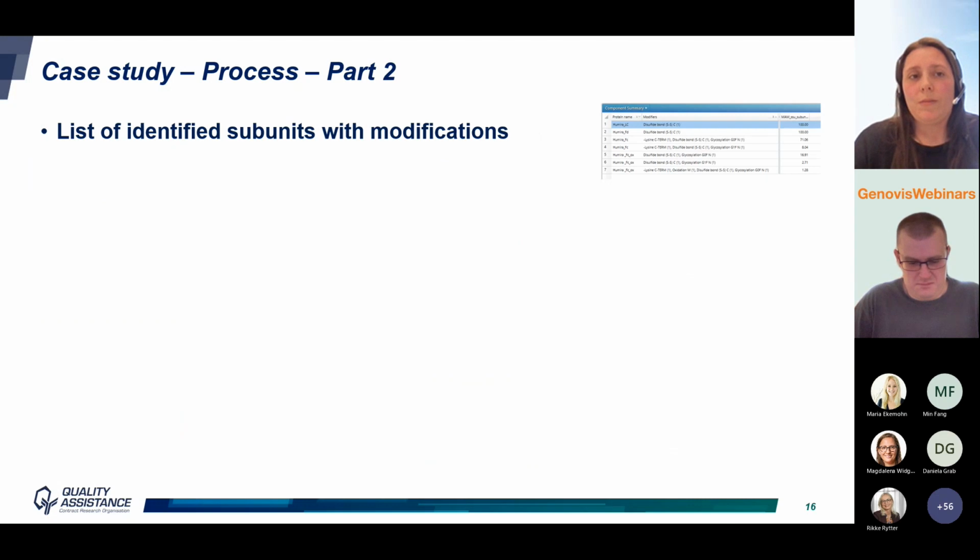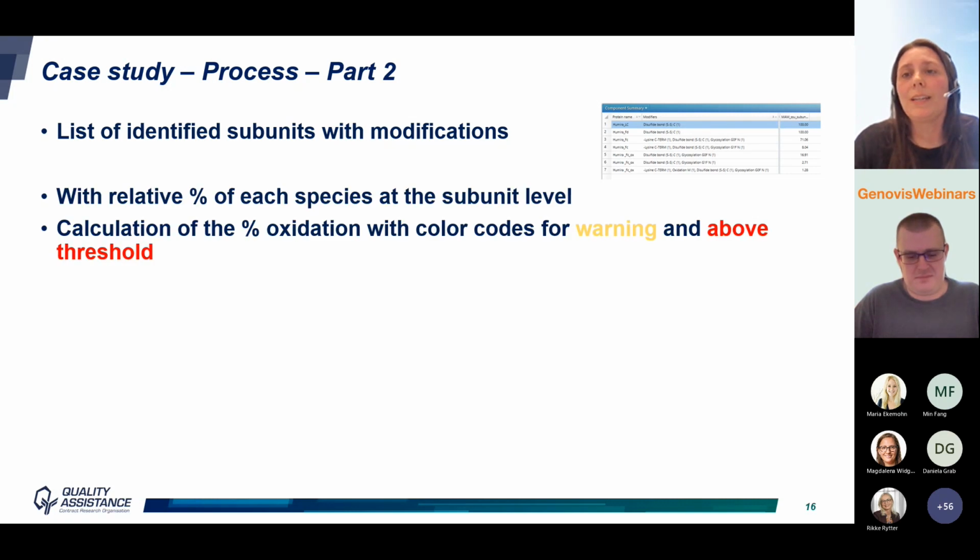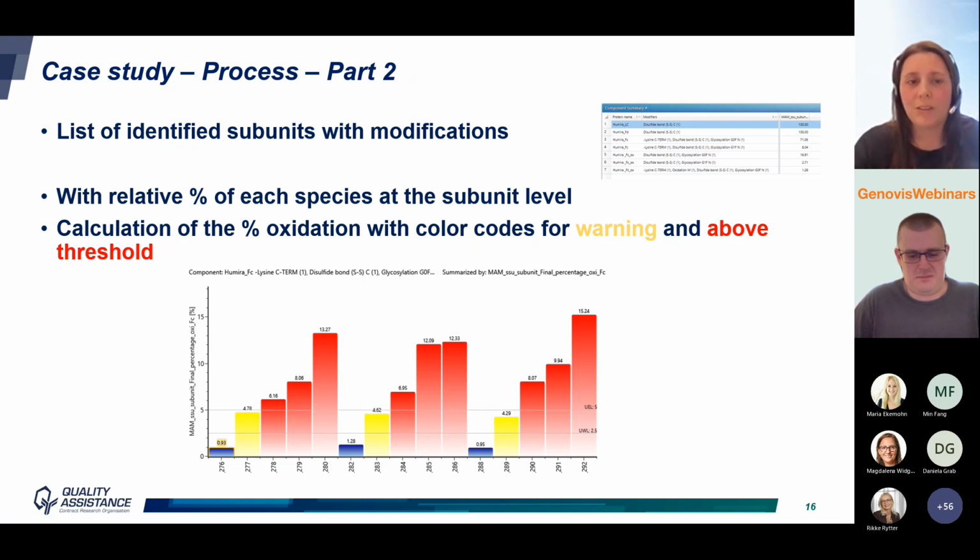And here we obtain a list of identified subunits with their modifications. So this is a small example of how it looks. And we can calculate the relative percentage of each species at the subunit level. And in the software, it's easy to make a color code for values which would be above what is expected. So this is what we've done here. Of course, this is just an example, so the values are arbitrary, but we would immediately see that the sample is out of range and is not acceptable because there would be too much oxidation in this example.